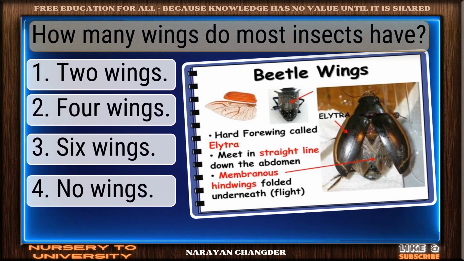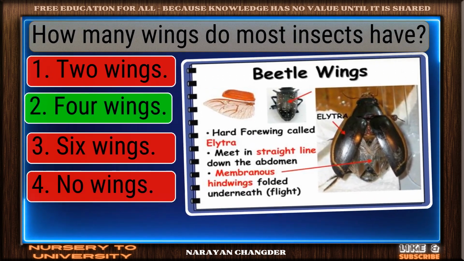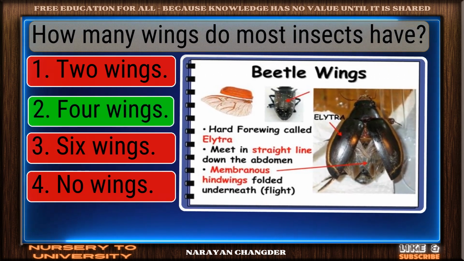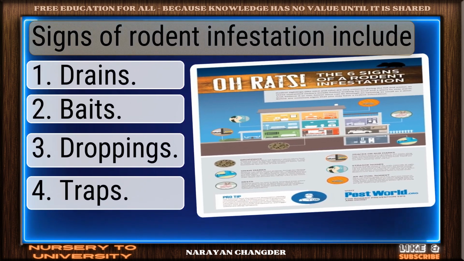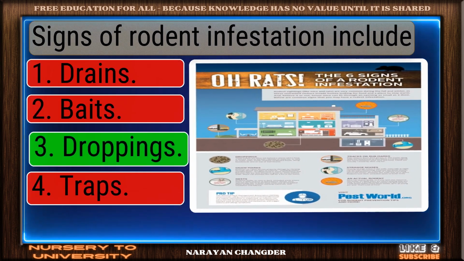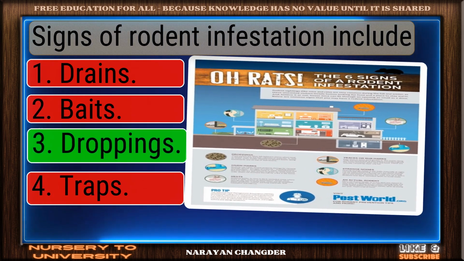How many wings do most insects have? You're right. 4 wings is the correct answer. Signs of rodent infestation include: You chose droppings, and it is correct.